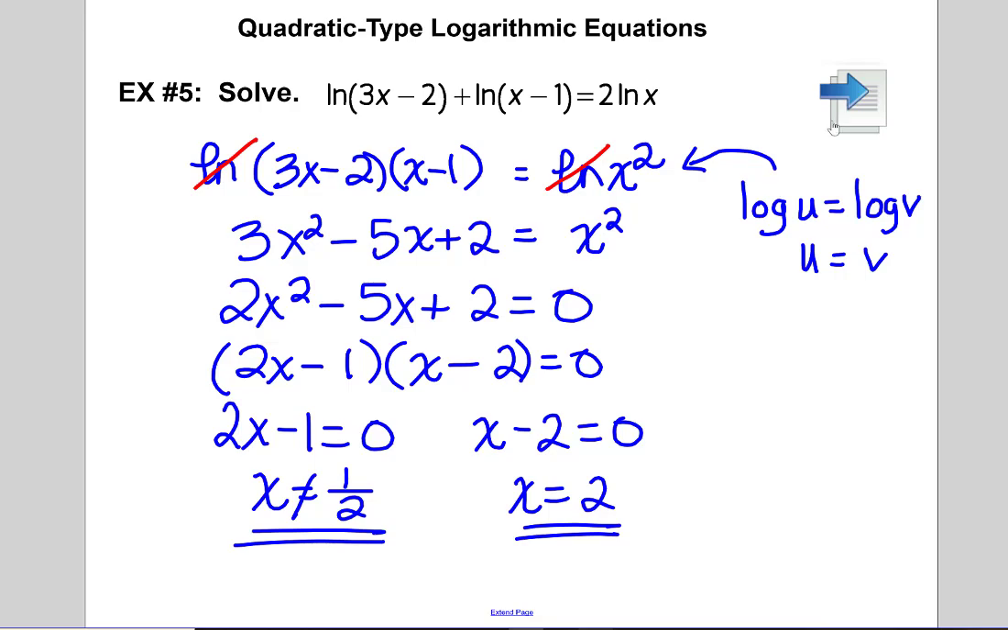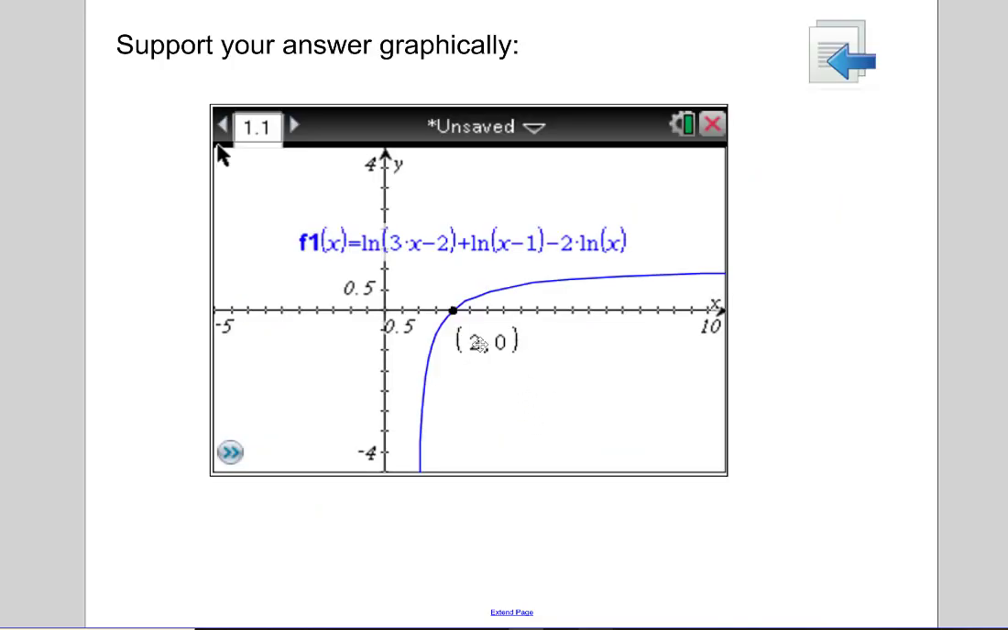And what does that look like in our graph? And it does hold up. That (2, 0) is our only valid solution.